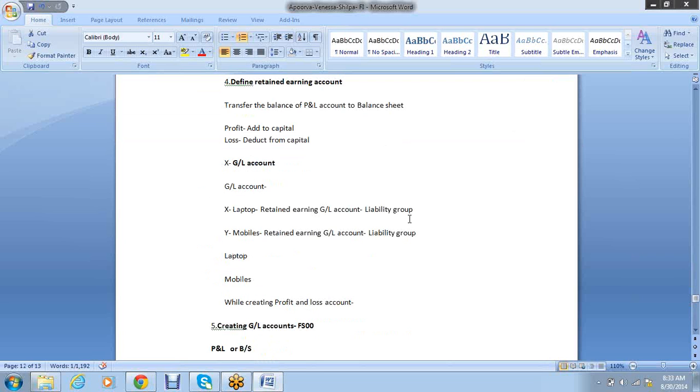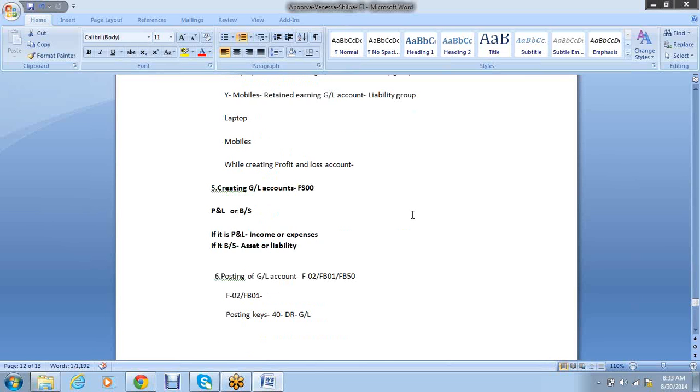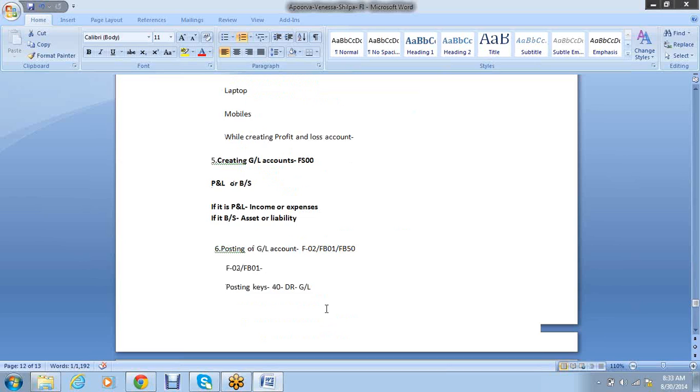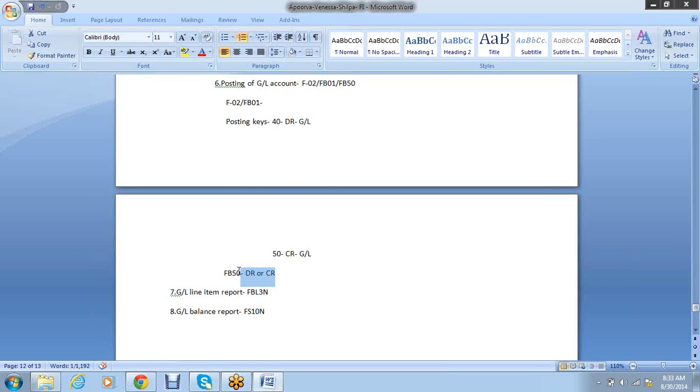Then creating the GL account, FS00. For posting, we have 3 transactions. With 2 transactions, we require the posting key. Another is your FB50, where you can give debit and credit. Then we have your line item report, that is FBL3N, and the balance report, FS10N.